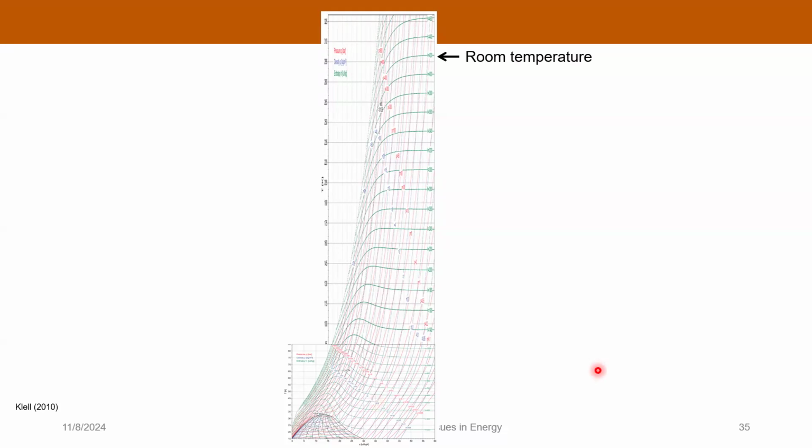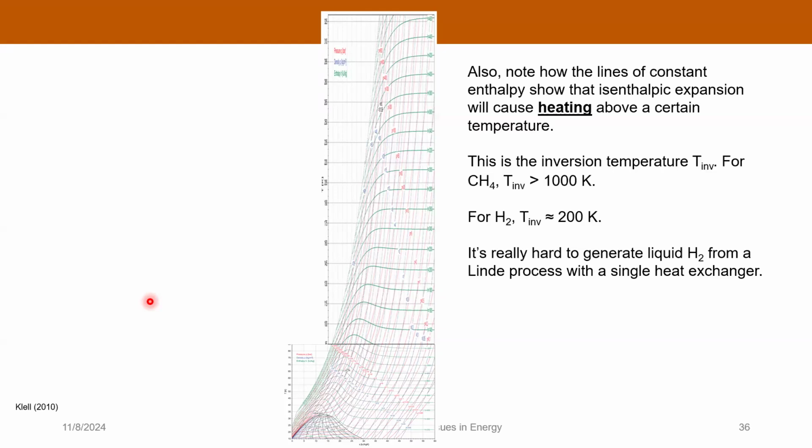So here's room temperature up here. Okay. And yeah, that's minus 240 degrees Celsius. Yeah, that's the critical point of hydrogen. And compare that to 82 degrees Celsius for natural gas. So it's quite a bit different. There's another key feature here that we have to look at.